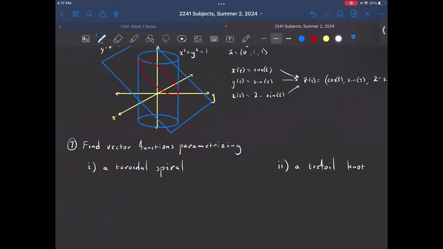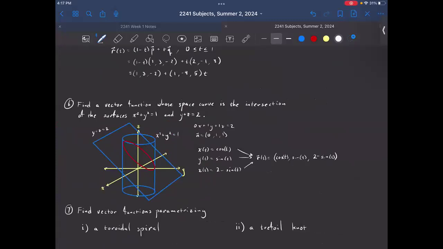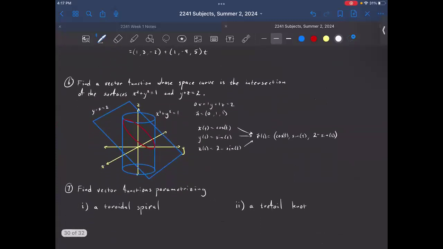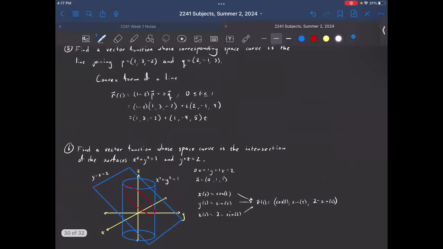All right, so that is 6 out of 13 exercises, I think. And the next ones are a little bit trickier. So I'm going to stop here and start a new video for the rest of these examples.